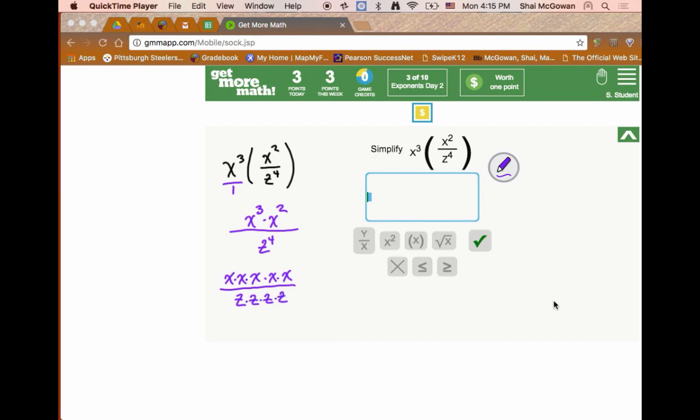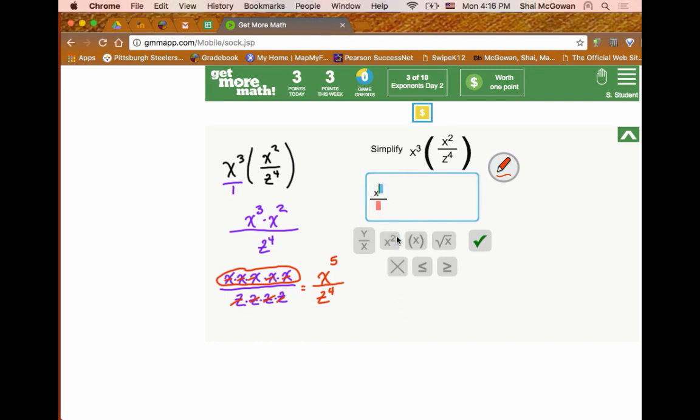And so now we need to cancel. There's nothing to cancel, is there? And so now we're just going to be bringing it back to an answer. We're going to take this and add our x's. So what do we have? We have 5 x's, so we're going to say x to the fifth. And on bottom, you have 4 z's, so you're going to say z to the fourth. That would be your correct answer. So in GMM, you're going to type x to the fifth over z to the fourth.